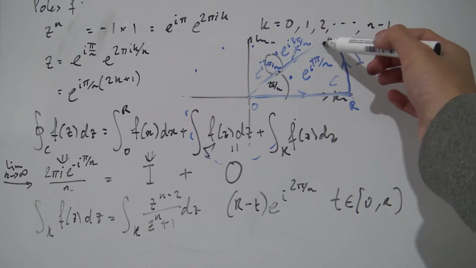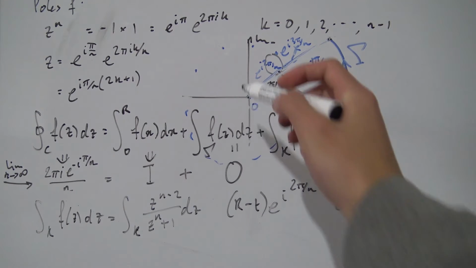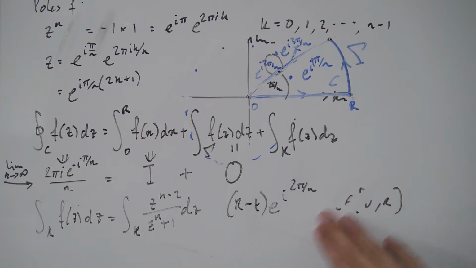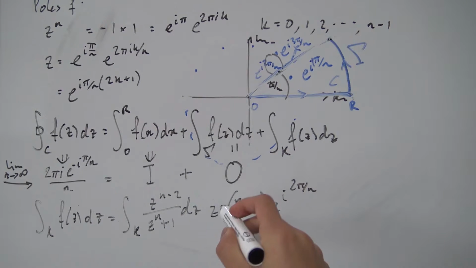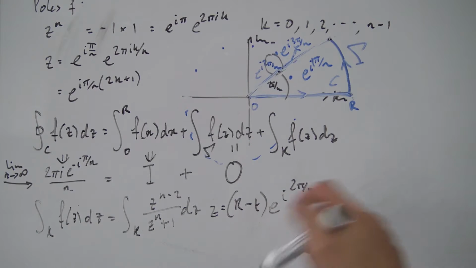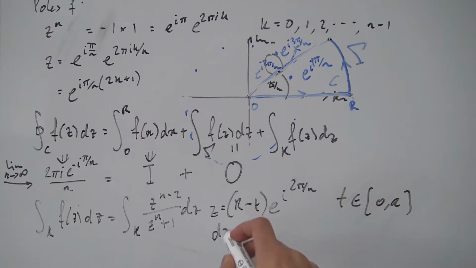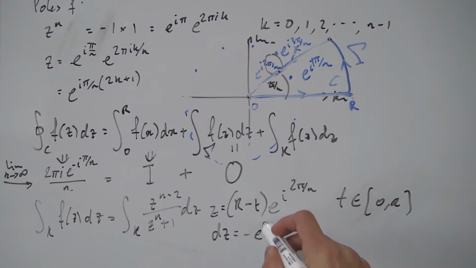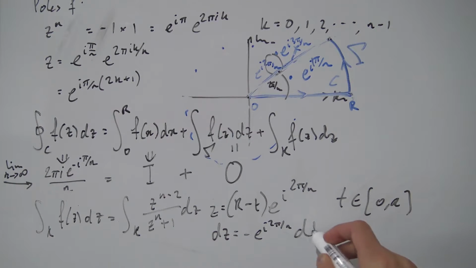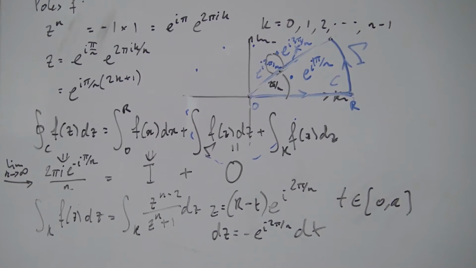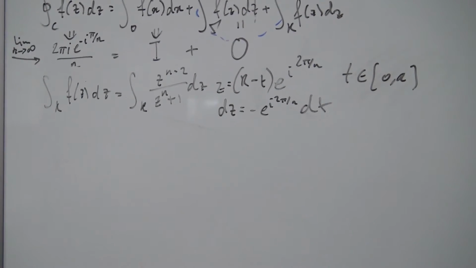So we're going to start here, and then we're going to go along this path and end up at 0. So this parameterization works right here. So let z be equal to this new thing right here, and t goes from 0 to r, and now we can differentiate both sides. So dz is going to be equal to the derivative of this thing, which should turn out to be, well, we have a negative t in here, so we're going to have a negative. This thing's just a constant, so negative e to the I 2 pi over n dt. And now what we can do is substitute all of that information into our integral.